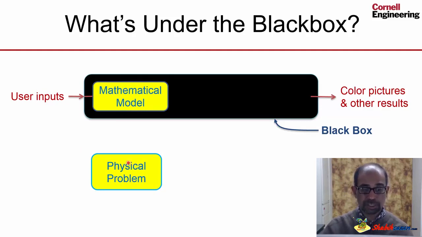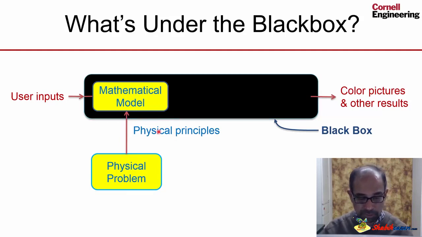The implication is that the tool is not solving a physical problem, it's solving a mathematical model of the physical problem. And that is based on some key physical principles. It might be equilibrium, it might be conservation, as we will see. And also there are assumptions embedded within the mathematical model. So the most fundamental thing you want to know about the simulation is what is a mathematical model being solved, what are the physical principles on which it's based, and what are the assumptions embedded in that mathematical model.